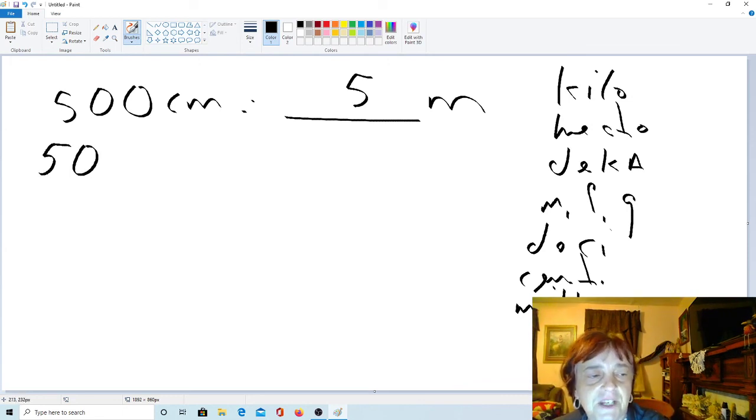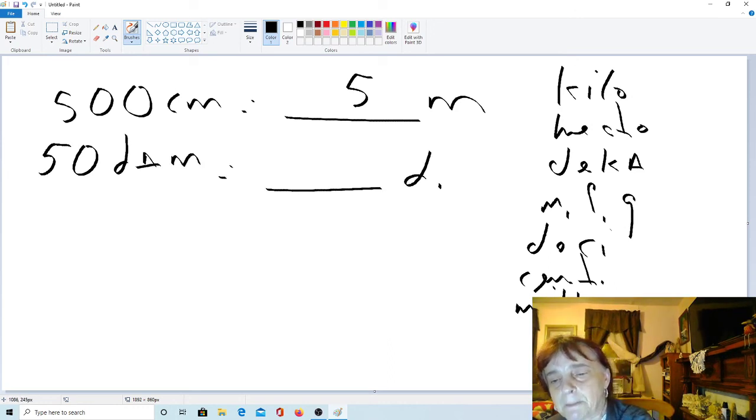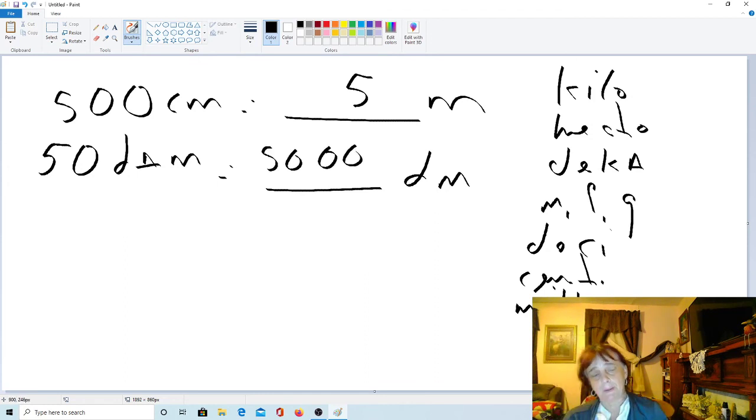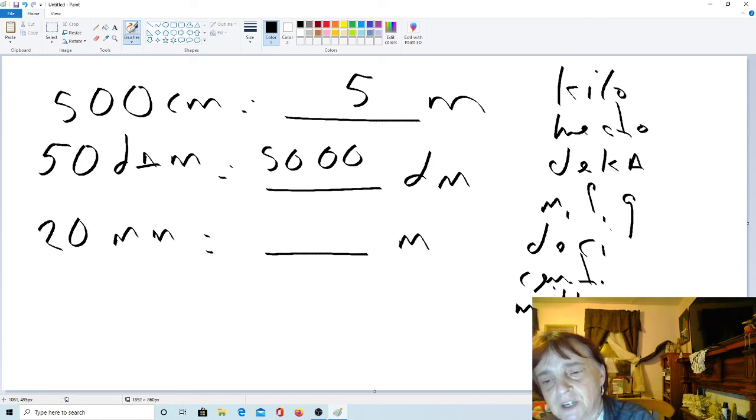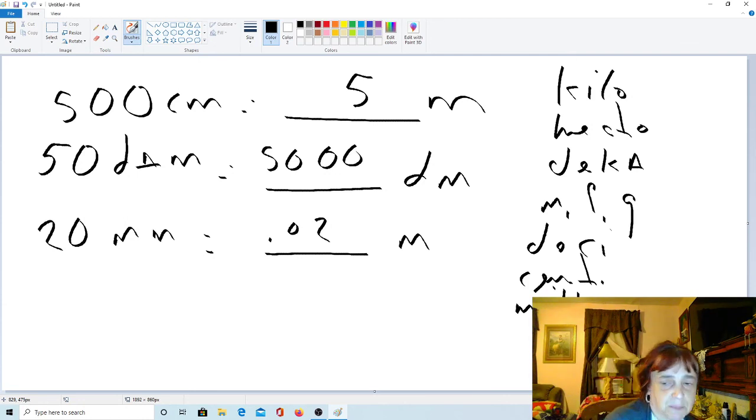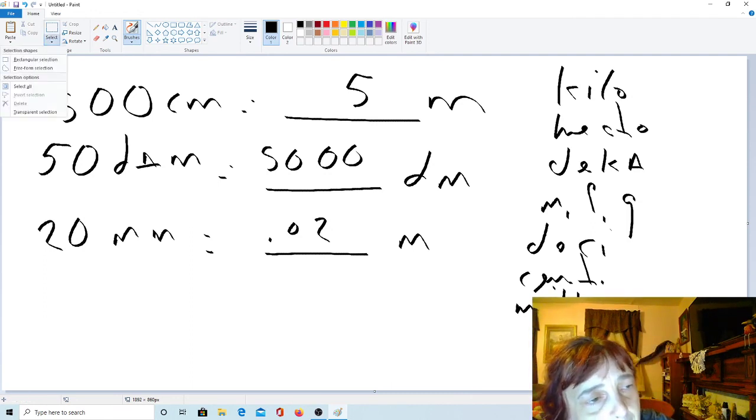And 50 decameters is how many decimeters? Multiply by 100, so it'd be 50 times 100, which is 5,000. And 20 millimeters is how many meters? Divide by 1,000, it'd be 0.02. Okay, 0.020 and 0.02 are the same thing. Okay, and another thing we did was dimensional analysis to change from one unit to the next.